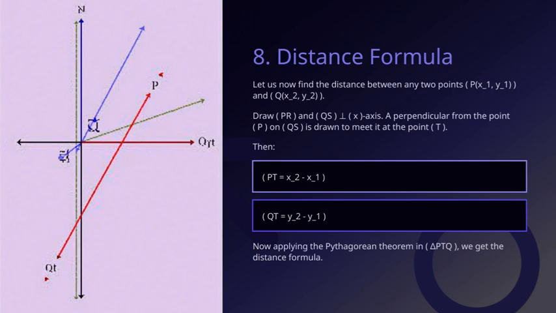Now, the goal here is to find the distance between any 2 points, say P with coordinates x1, y1, and Q with coordinates x2, y2. This is what we refer to as the distance formula. It's crucial because it provides a straightforward way to measure the straight line distance between 2 points on the coordinate plane, tying back to our overall theme of understanding geometric relationships through algebra.